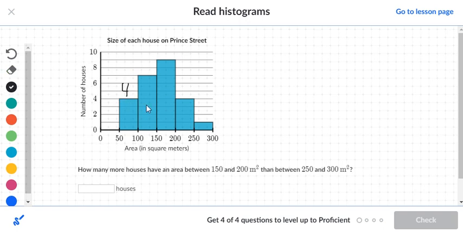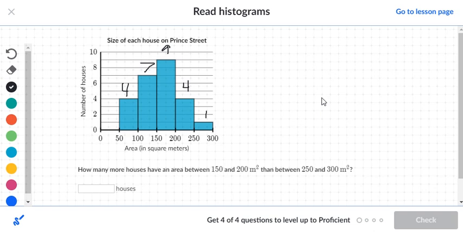Now, from 100 to 150, this is between 8 and 6. So the number between 8 and 6 is 7. Now, from 150 to 200 is between 8 and 10. So that is 9. Now, from 200 to 250 is also 4. And then the last one is between 0 and 2, so between 0 and 2 is 1.